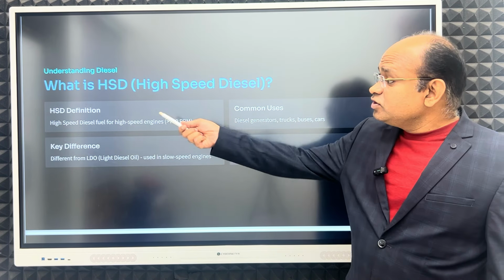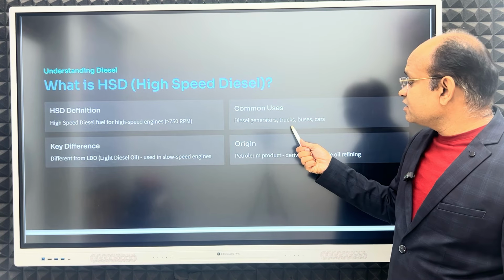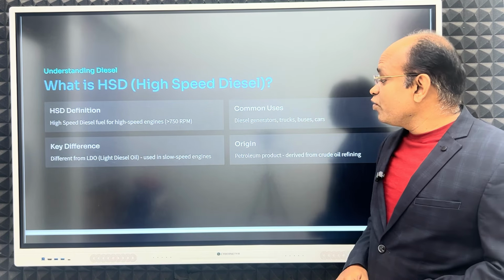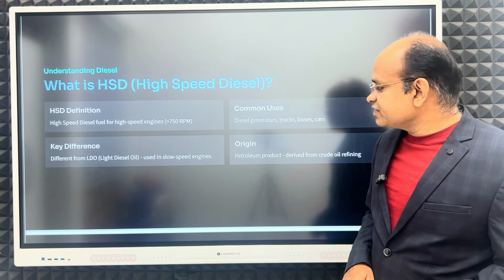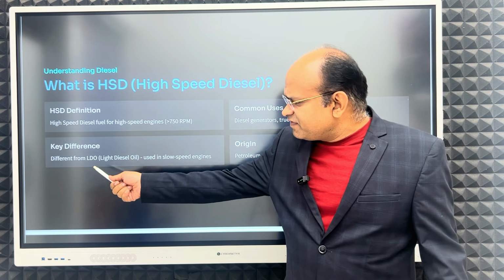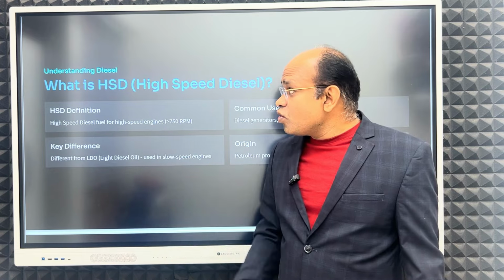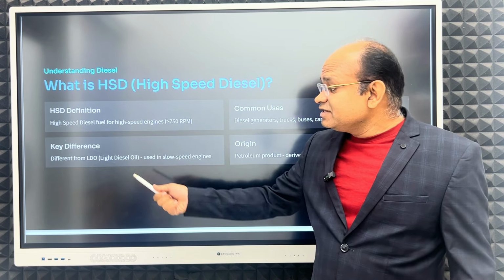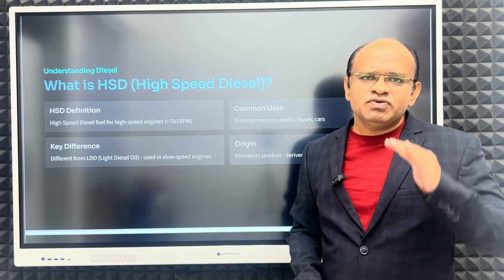Common uses. What are the uses of HSD? Diesel generators, trucks, buses and cars. All locomotive vehicles and diesel generators. Then what is the key difference? Different from LDO. Just like HSD, there is LDO, light diesel oil. That is also available, which is lighter.